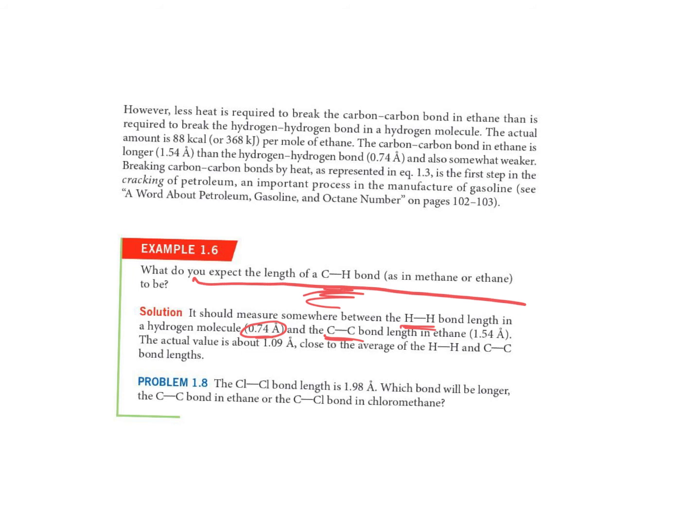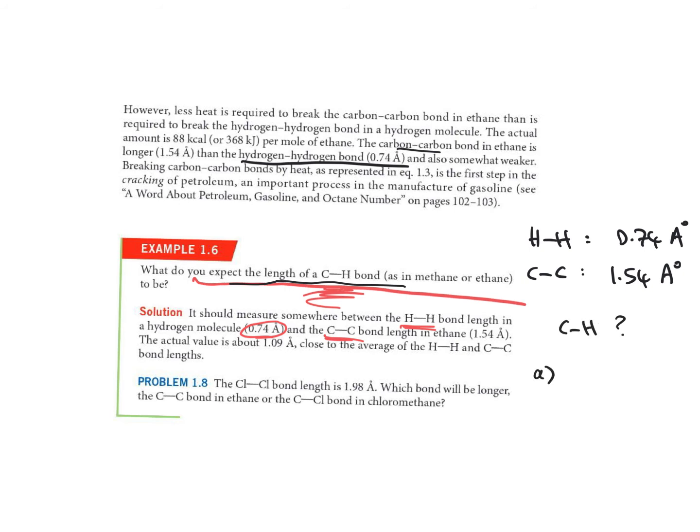Let me just read it. It says, what do you expect the length of the carbon-carbon bond? So here, hydrogen-hydrogen, yeah, that was what I messed up. We have that much angstrom, and then carbon-carbon is 1.54. Okay, so if I say which of the following can be the bond length of C-H, one answer would be 1.09, the other would be 0.47, the other would be... okay, which one is the answer?